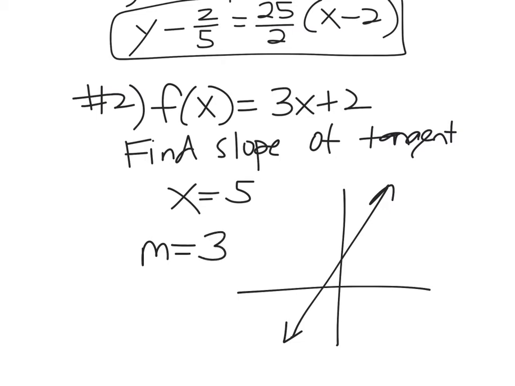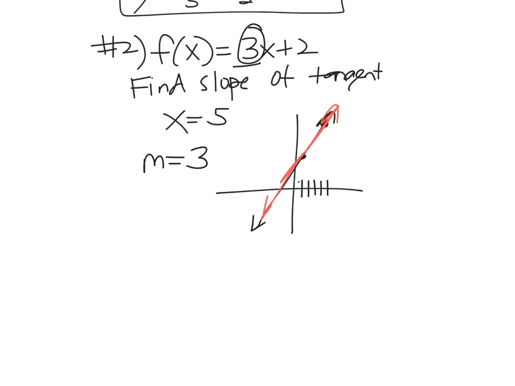Where'd you get 3? The slope of the line. At any point. That 5 is arbitrary. If I told you to find the slope of the tangent at x equals 1, what would the slope of the tangent be? 3. The slope of the tangent is going to be the slope of the line itself, because the line's constant, right?